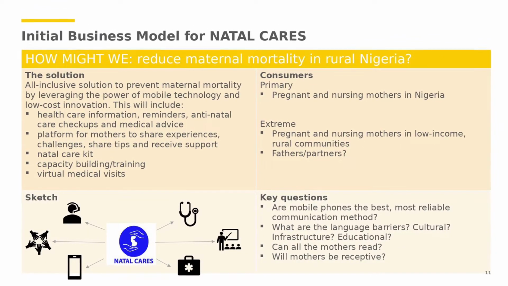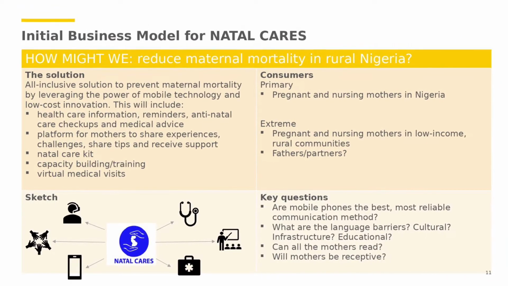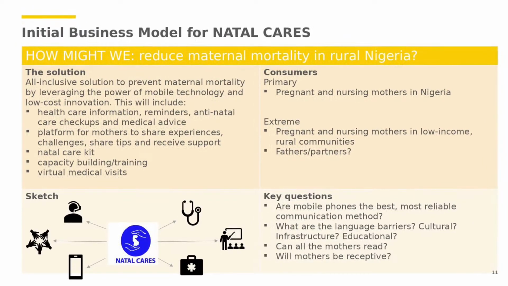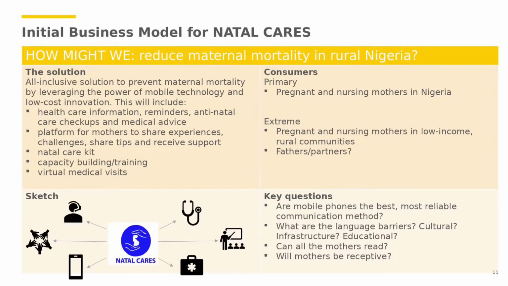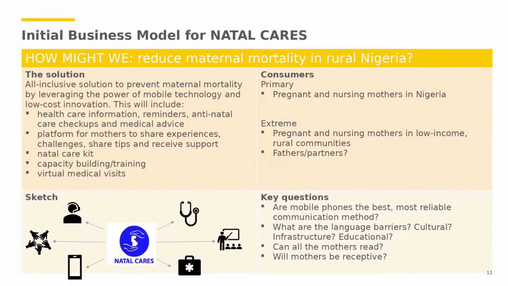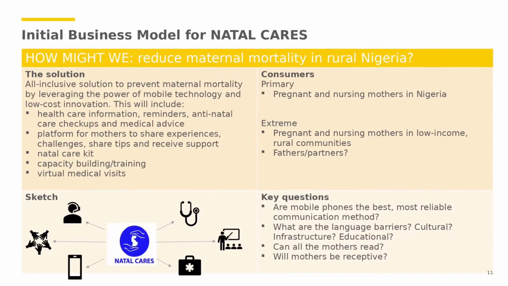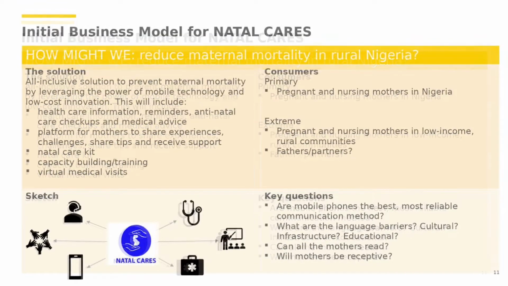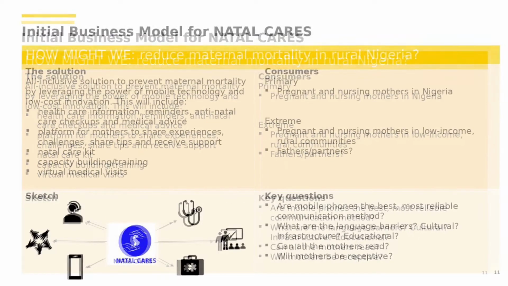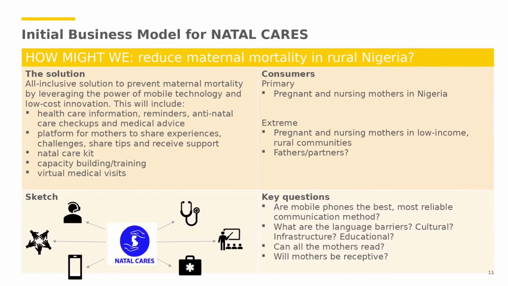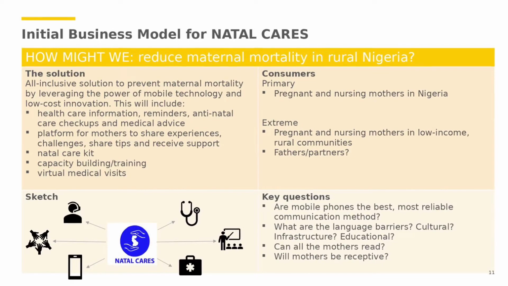So for Network Cares, you can see that their problem statement was: how might we reduce maternal mortality in rural Nigeria? So all the solutions they came up with, all the ideas they were able to brainstorm, they put it down together. They had things like capacity building and training, virtual medical visits, platform for mothers to share experiences, and so on and so forth under solutions. Then for their customers, they have their primary target customers, the pregnant women and nursing mothers in Nigeria. And they also have people that are connected with these pregnant mothers who are their extreme consumers. So you think about all of that.